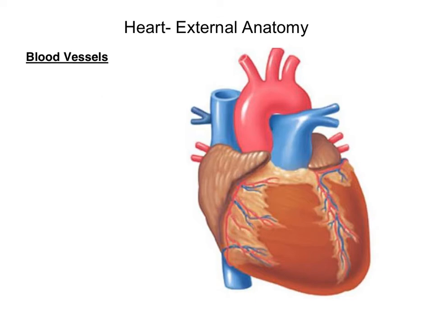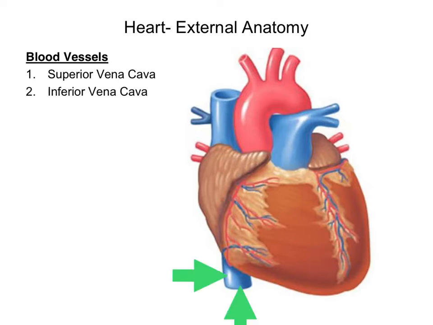Next, we're going to take a look at the blood vessels that enter and exit the heart. The first set of blood vessels that we're going to look at are the blood vessels that carry oxygen-poor blood. The first blood vessel is called the superior vena cava. The superior vena cava drains oxygen-poor blood from the upper body and transports it to the right atrium. The next blood vessel is the inferior vena cava. The inferior vena cava drains oxygen-poor blood from the lower body and transports it to the right atrium.